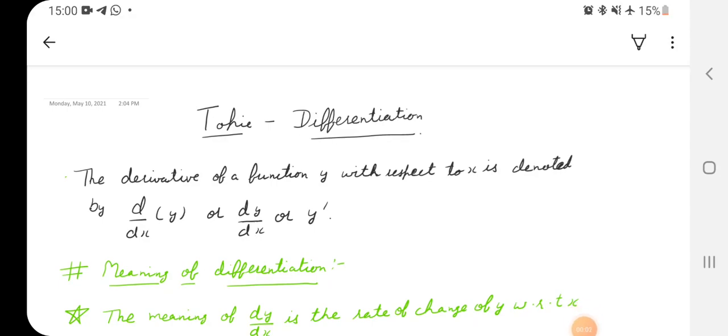Good evening, all. Today we are going to discuss the differentiation of functions. So, now our student topic is differentiation. First of all, differentiation or derivative both are the same thing.